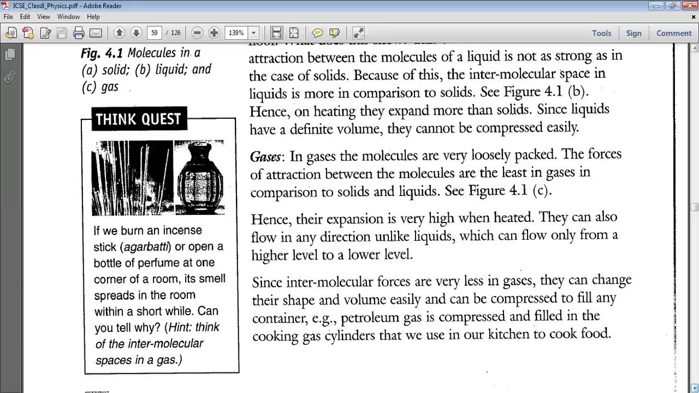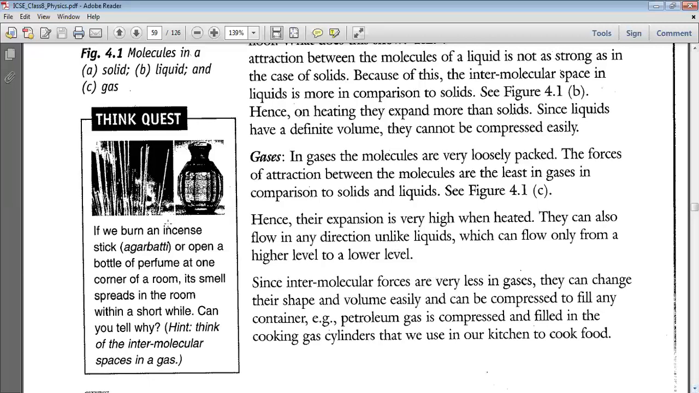Gases can be compressed to any volume that you wish to. It can be kept in a small cylinder, a big cylinder, or even a very tiny cylinder, because they can be pressurized and compressed. Okay, which you cannot do with liquids and solids.